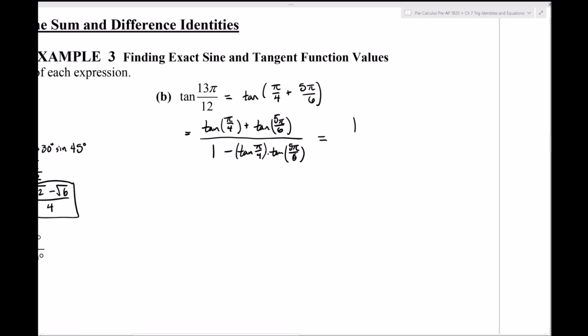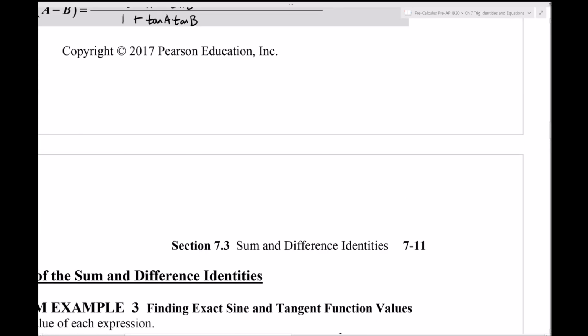Tangent is sine over cosine. Sine and cosine at pi over 4 are square root of 2 over 2. When you divide those two numbers into each other, you get 1. That's the easy one. What's tangent 5 pi over 6? It's going to be a negative something. How do I know it's negative? Tangent in the second quadrant is negative because sine's positive, cosine's negative.